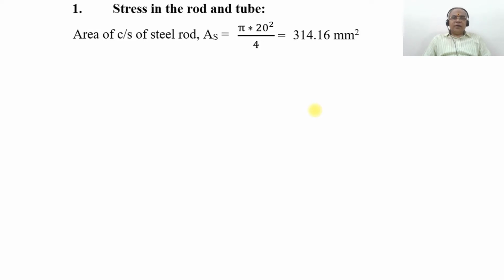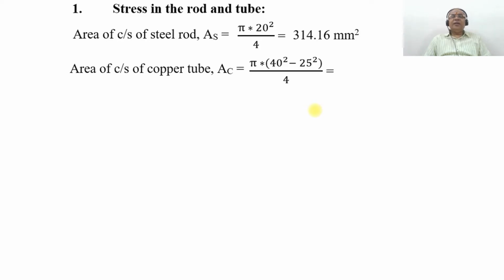Now we need to find the area of the copper tube, ACu or AC, which will be equal to pi by 4 into d naught square minus di square, the outer diameter squared minus the inner diameter squared. So that is pi into 40 square minus 25 square, divided by 4. On simplification, you get the value 765.763 mm square. So now we have found the area of steel and the area of copper.